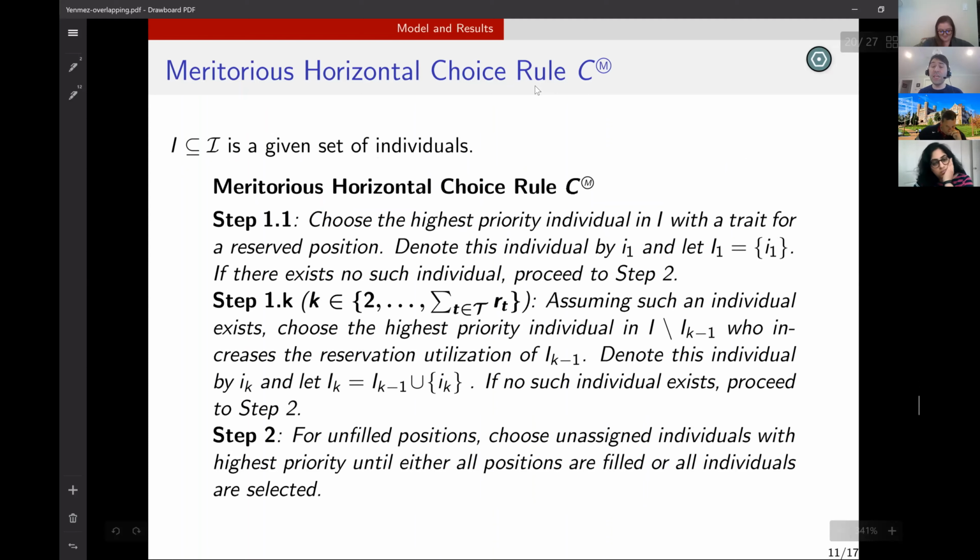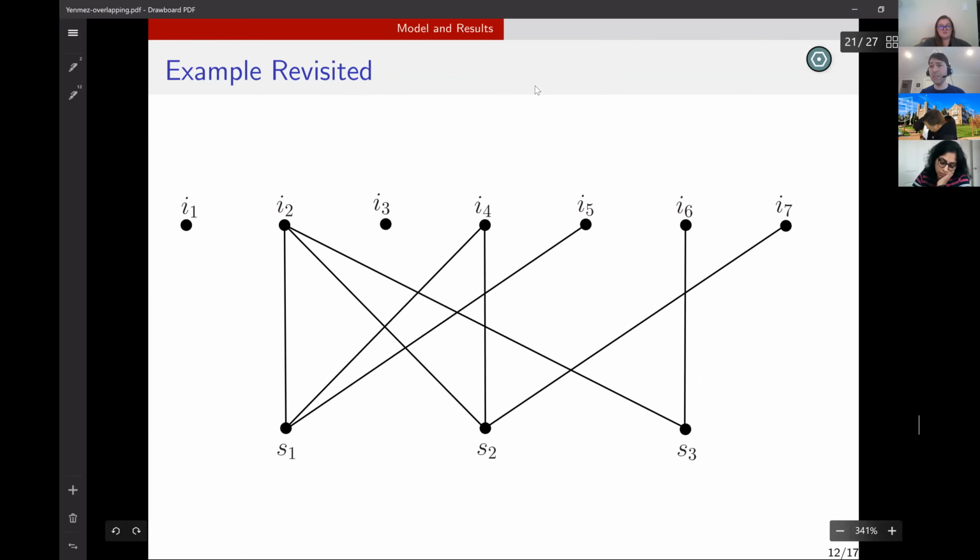At that step, we just fill the empty seats, since you cannot increase the reserve utilization anymore. You just fill the empty positions with the remaining individuals according to their merit scores. Now, this is a long description. Let me show you how it works with the example that I introduced earlier.